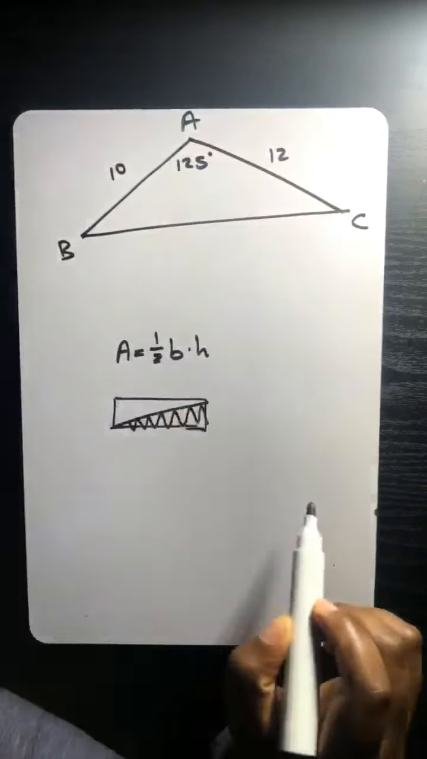But a triangle is not always a right-angled triangle. Sometimes we can have a triangle in this way, ladies and gentlemen. So the breadth remains as it is, which is that length. Also here, it is going to be that length.